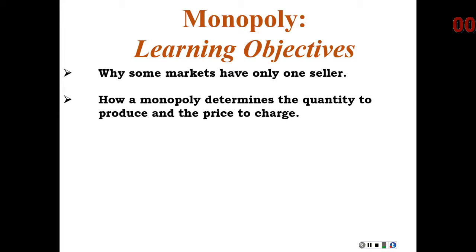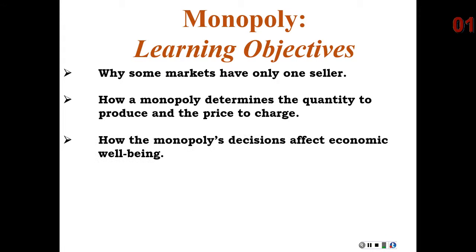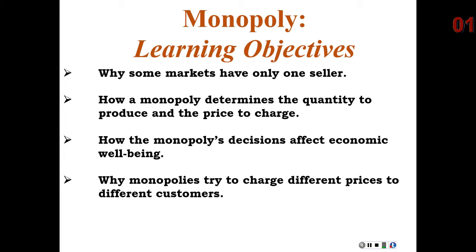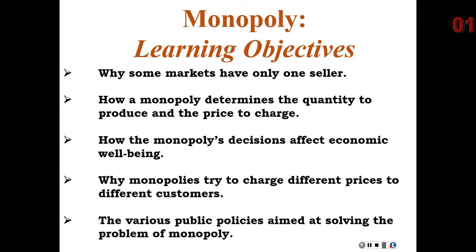Remember, they have two choices now. When they have market power, they're not only going to be determining quantity, but also what price they are going to charge for their product, because they have pricing power. And then how does a monopoly's decision affect economic well-being? We're going to look at dynamic pricing, also called price discrimination, among monopolies. And then what are some of the public policies aimed at monopolies to try to help the general public?